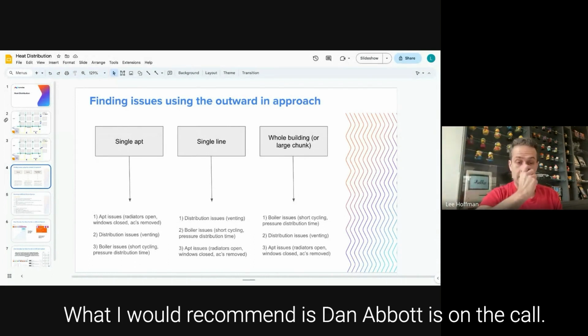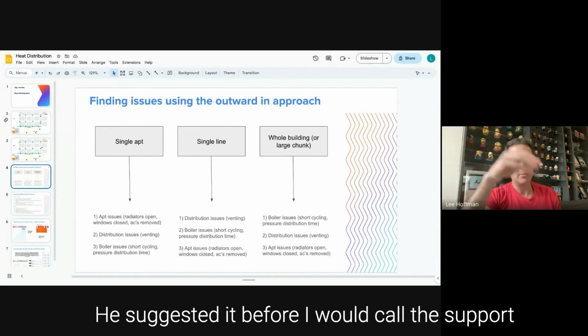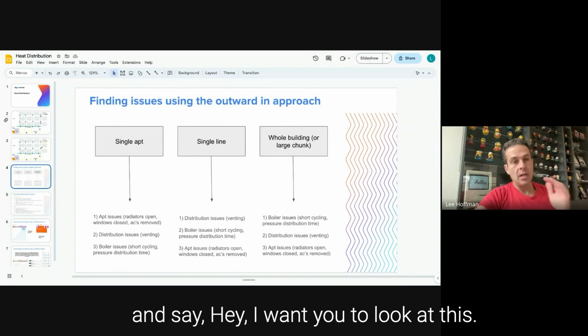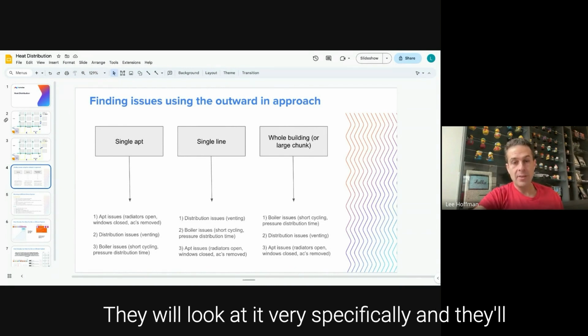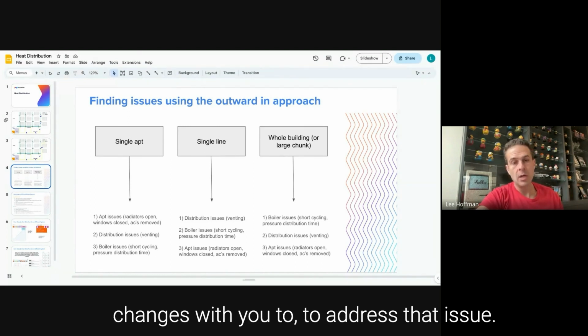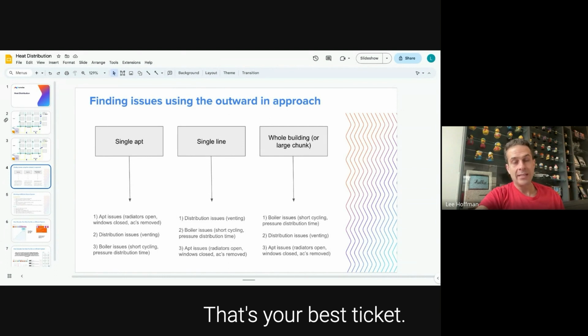What I would recommend is, Dan Abbott is on the call. He suggested it before. I would call the support number or call your client success manager and say, hey, I want you to look at this. I think the heat might not be running enough. They will look at it very specifically and they'll give you very building specific feedback or make changes with you to address that issue. That's your best ticket.